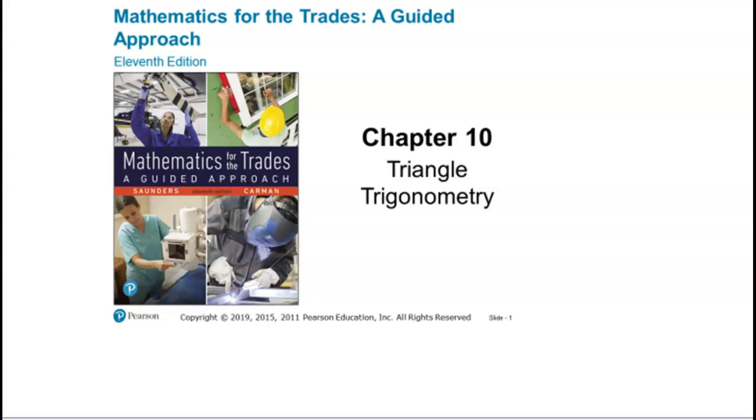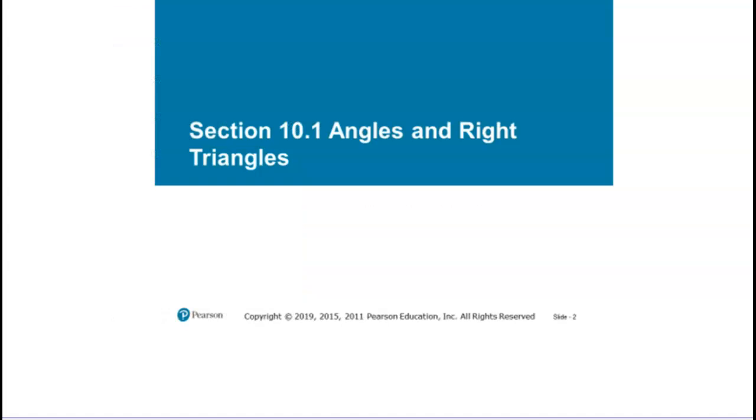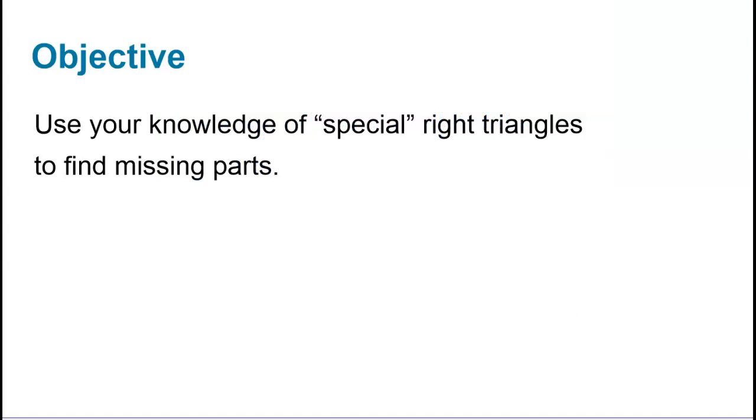So this video will continue looking at Chapter 10, Triangle Trigonometry, and continuing with Section 10.1, Angles and Right Triangles. In this video specifically, we will be looking at special right triangles to find missing parts, and specifically we're going to look at a right triangle and how to use the Pythagorean theorem. So this may be a review, should be a review for most everybody.